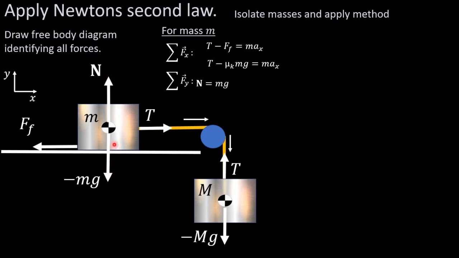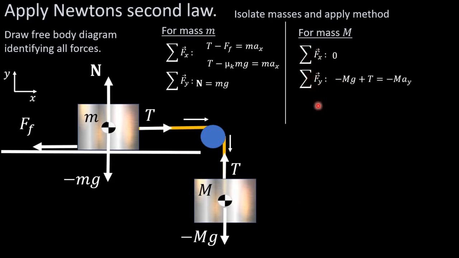as there is no acceleration in the y direction, meaning there is no net force. For mass big M down here, the sum of the forces in the x direction is going to be 0, because there are no forces acting on it in the x direction. The sum of the forces in the y direction is just going to be minus big M times g, because that's going in the minus y direction, plus T, because that's in the positive y direction, equals big M times a sub y, which is the acceleration in the y direction, and that's negative because it's going to accelerate in the negative y direction.